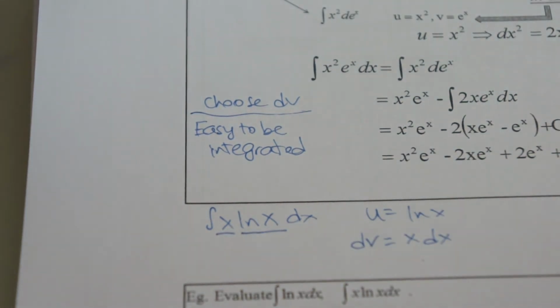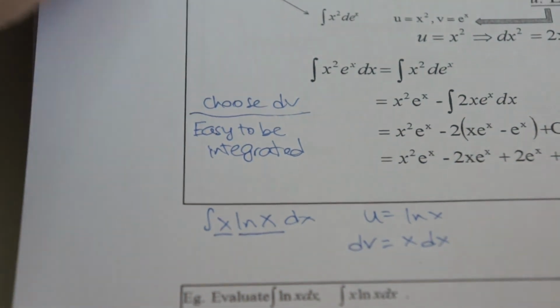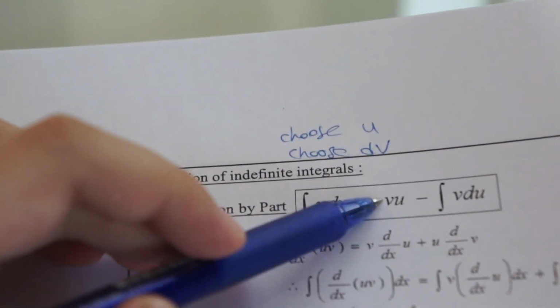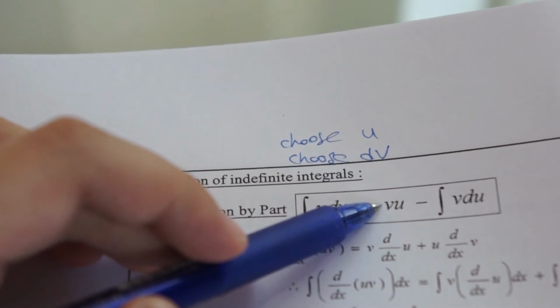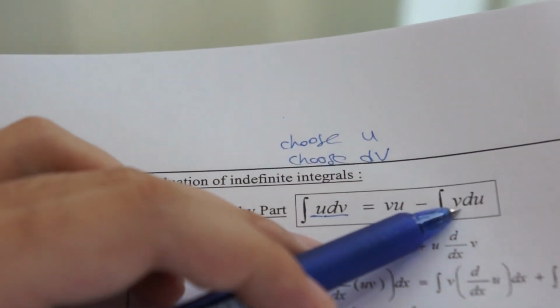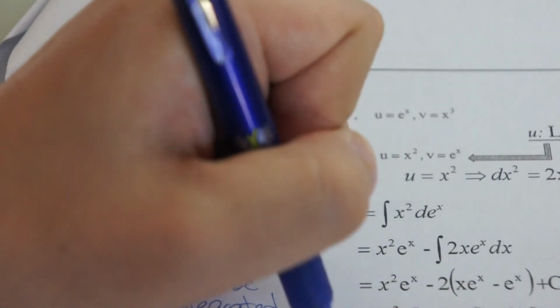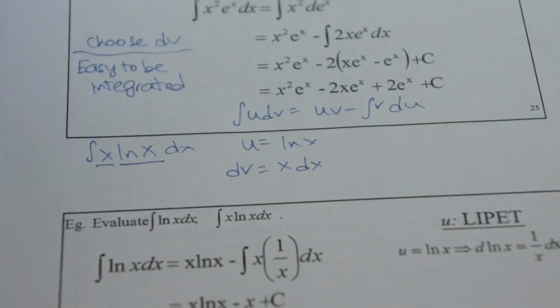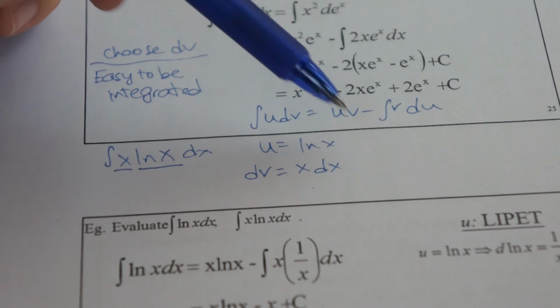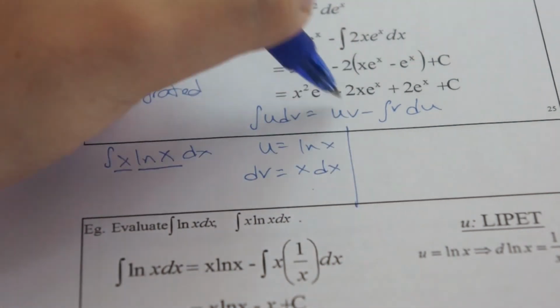Okay, and then the next one is that we are going to find the following. According to this equation we need to have u, we need to have v, and then du. So just write down the following: integral of u dv equals uv minus integral of v du. Okay, and then you are going to do the substitution one by one.